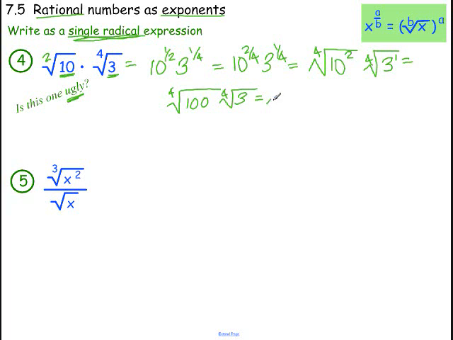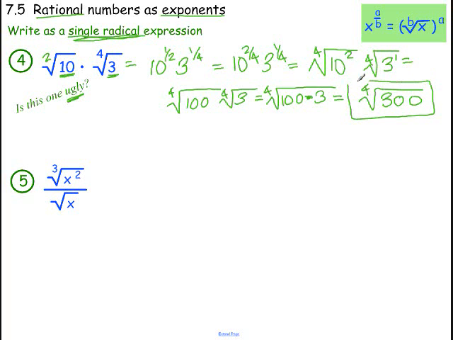Now we certainly could write these, and I could have done it earlier, as 100 times 3, taking the 4th root of the whole thing. You've probably already done this, I'm behind you at this point. The 4th root of 300. I think that's about as simple as we can get it. So there we are. We have a single radical expression out of something as ugly as this. If we can do that, we can do anything.